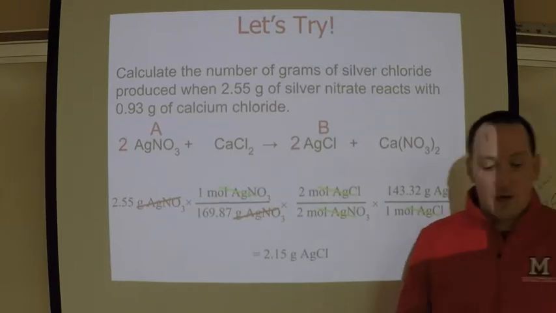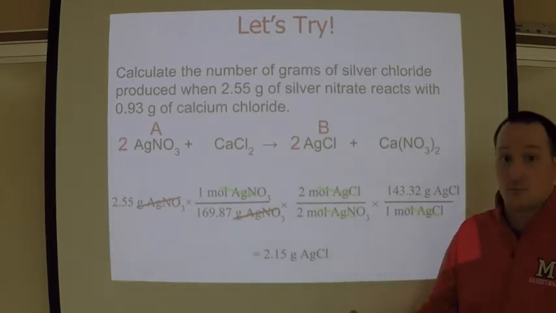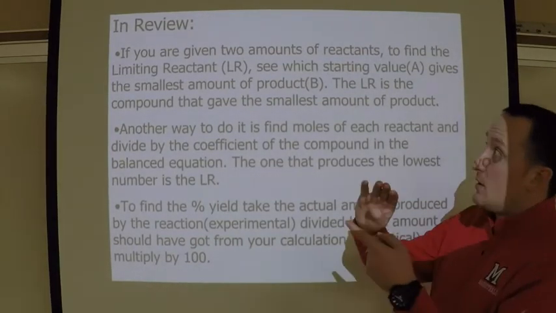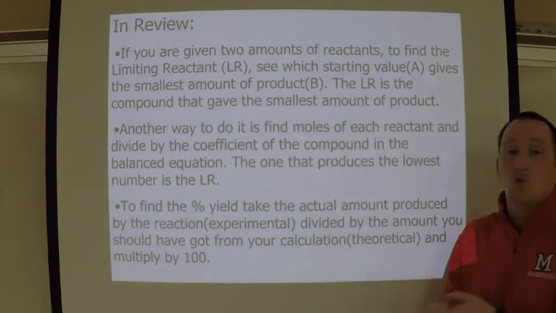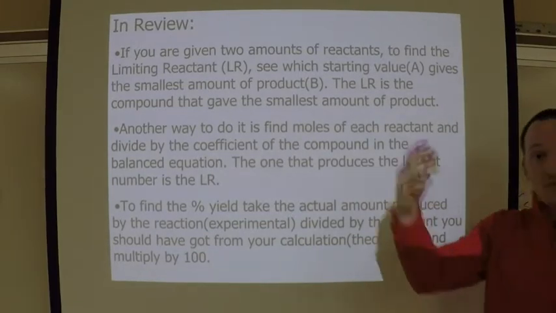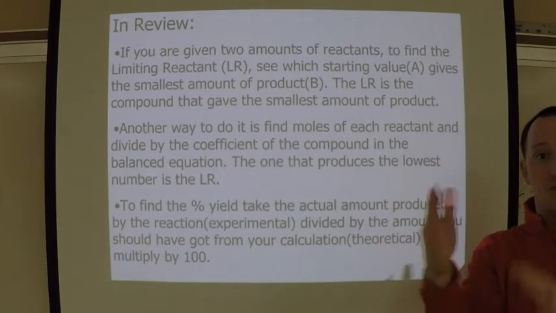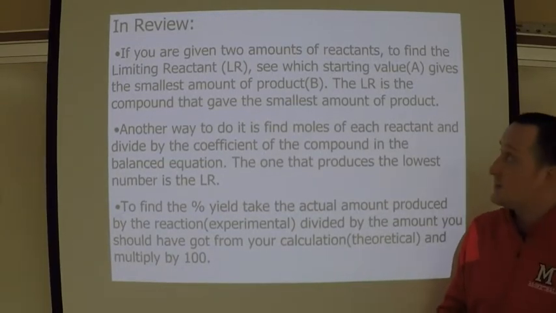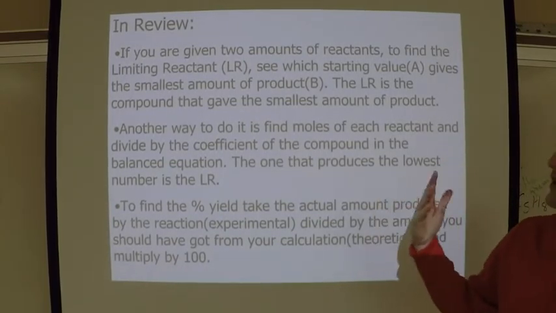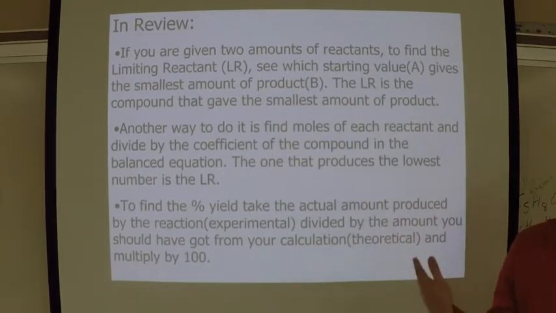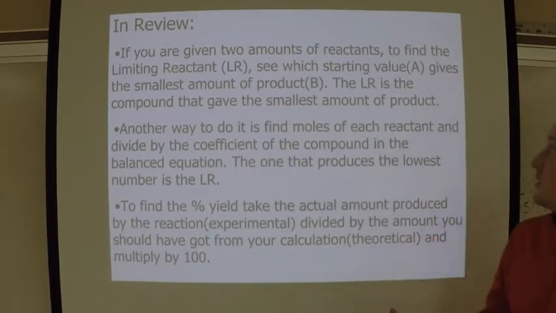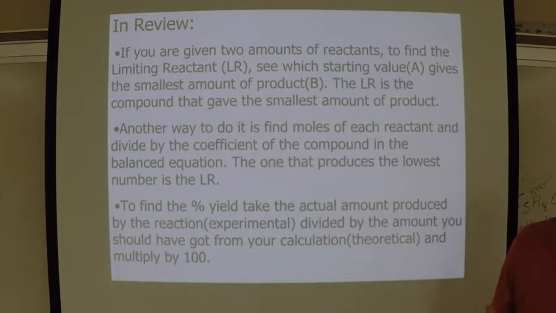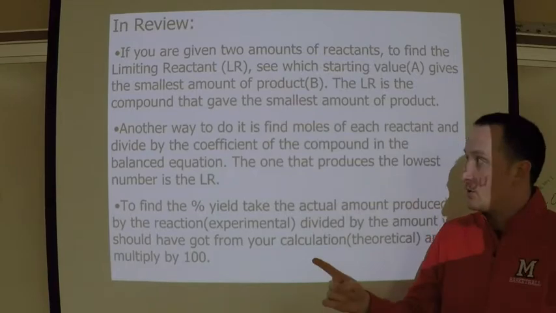Okay, so that's both ways. So in review, all right, I've shown you 3 things. If you are given 2 amounts of reactants, and you look in your equation and they're both reactants, to find the limiting reactant, see which starting value gives you the smallest amount of products. The limiting reactant is the compound that gave you the smallest amount of product. Okay, that's the first thing I showed you.